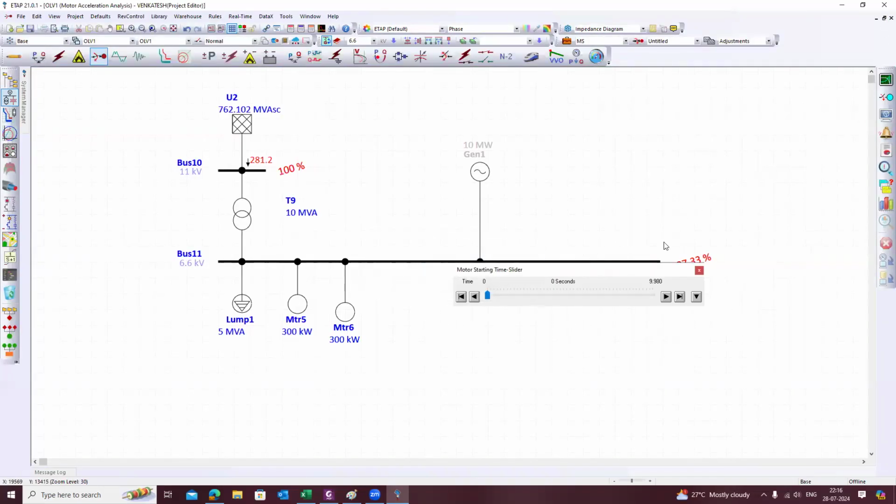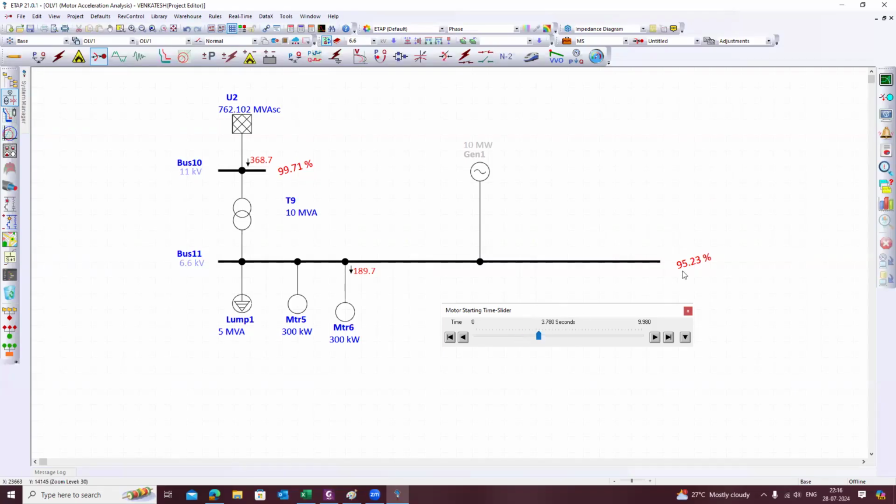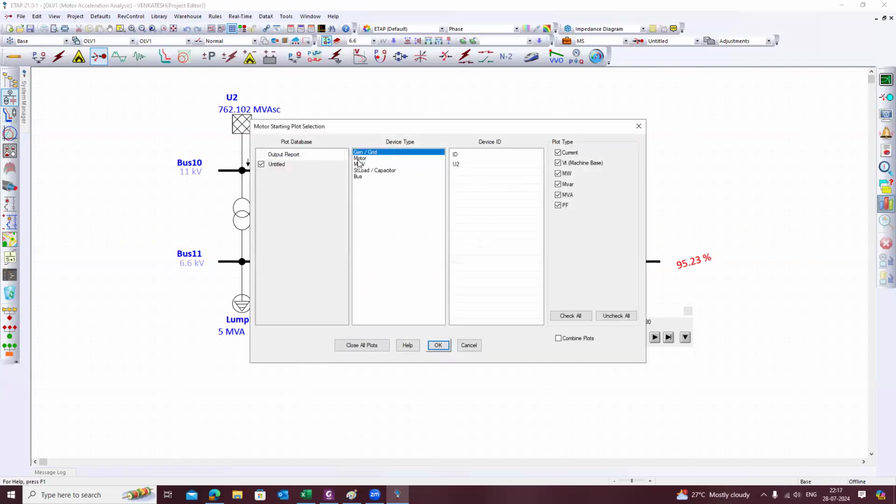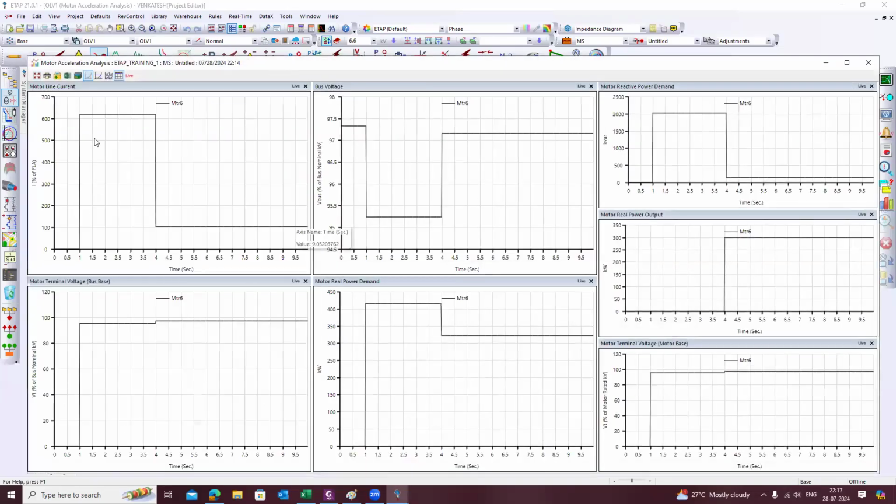If I run the motor starting here, see, 95.23. Okay, so you can see... can you just open the profile? See, this is 610, 620. So depending upon the voltage, simple.